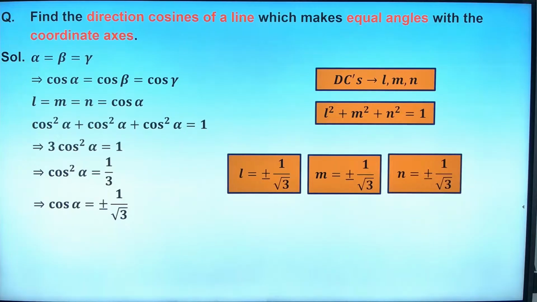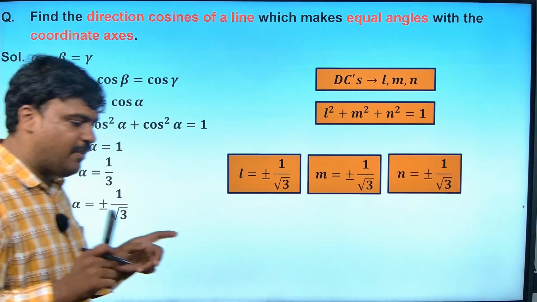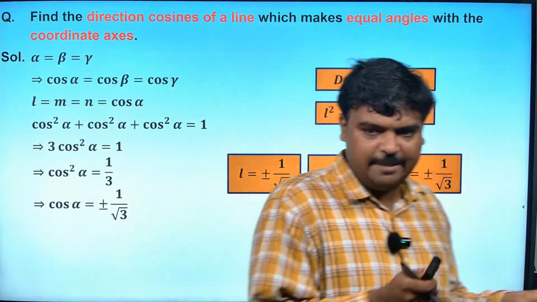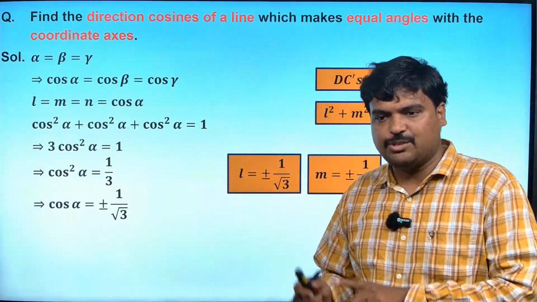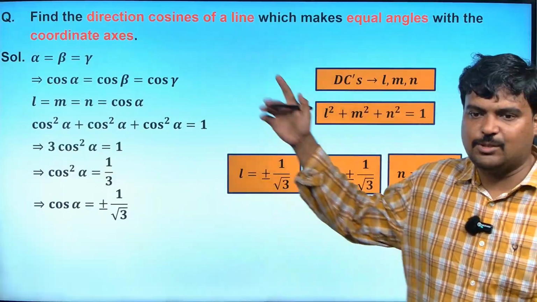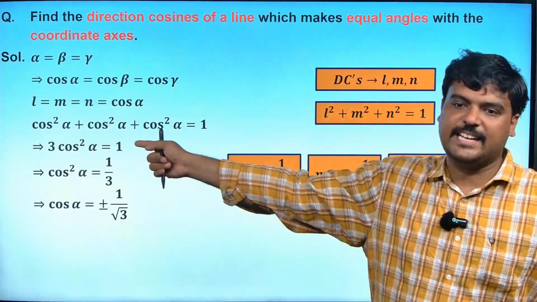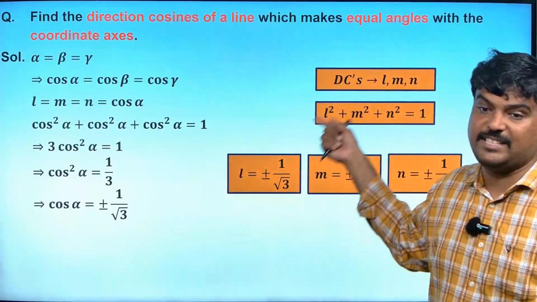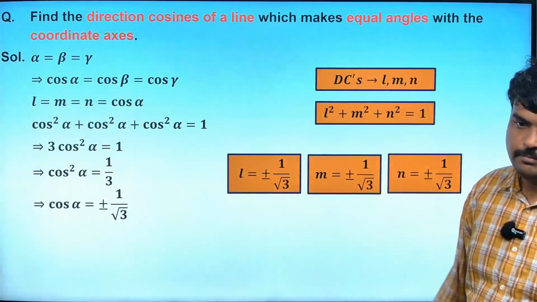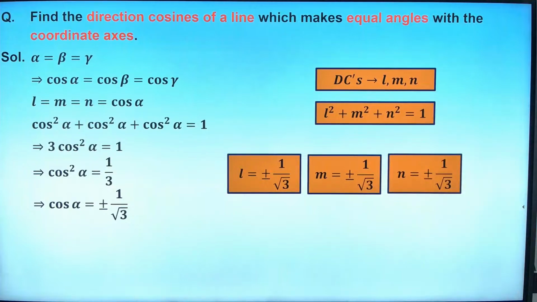Guys, are you getting it? Don't take any other risk. I know alpha, beta, gamma are equal, then L, M, N are equal. So L square plus M square plus N square equals 1. So cos square alpha plus cos square beta plus cos square gamma equals 1. All three are equal, so it becomes 3 cos square alpha equals 1. Right? Shall I move on?